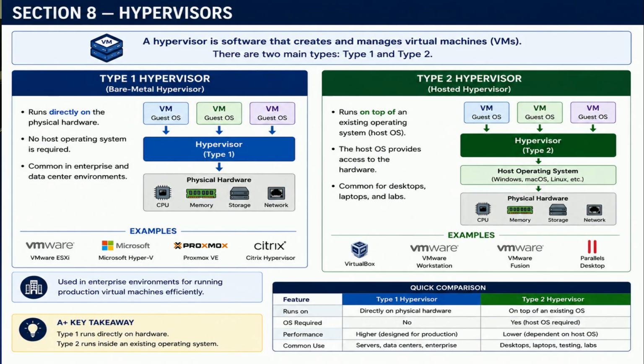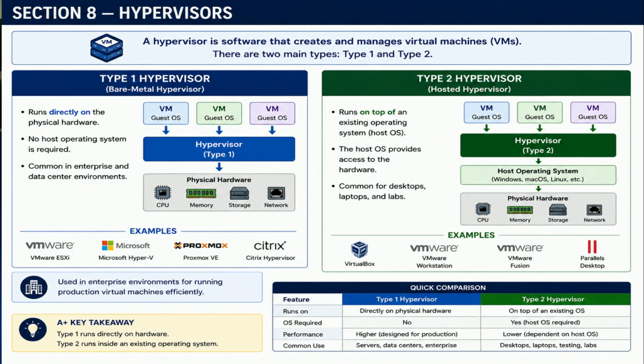Now let's talk about hypervisors. The software that creates and manages virtual machines is called a hypervisor. There are two main types of hypervisors. There's type 1 and type 2. A type 1 hypervisor runs directly on the physical hardware. This is also called a bare metal hypervisor. Examples include VMware ESXi, Microsoft Hyper-V, Proxmox VE, and Citrix Hypervisor. Type 1 hypervisors are very common in enterprise environments because they are designed to run production virtual machines more efficiently.